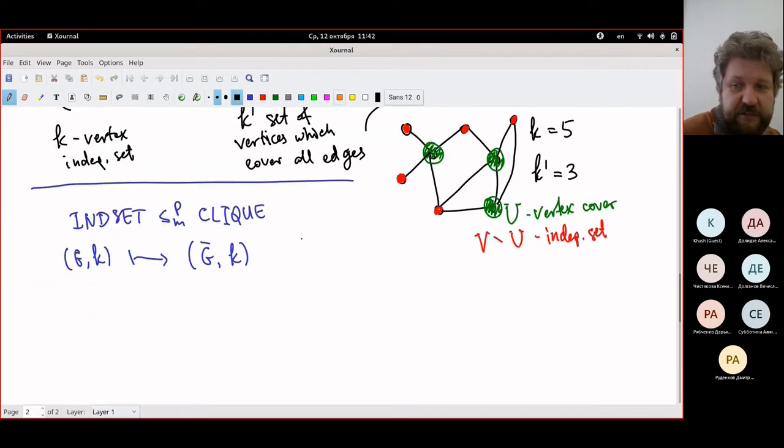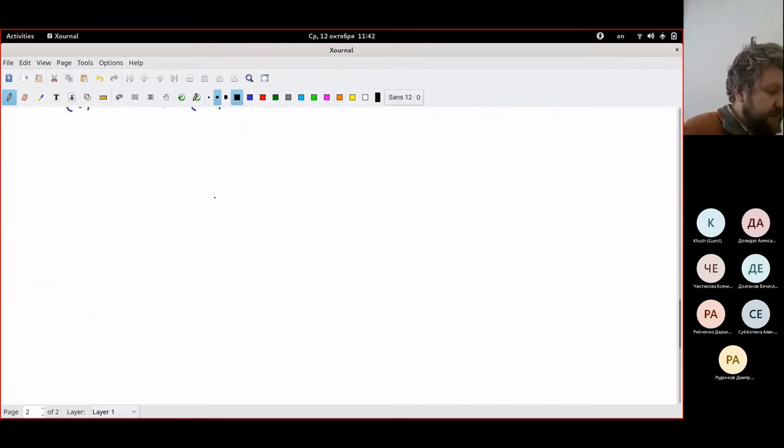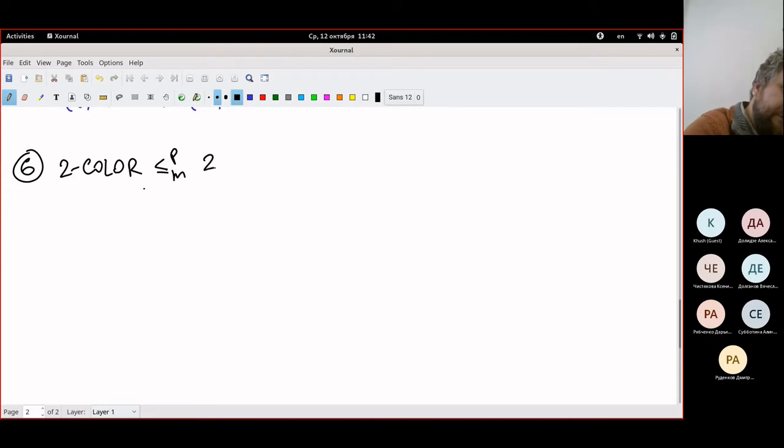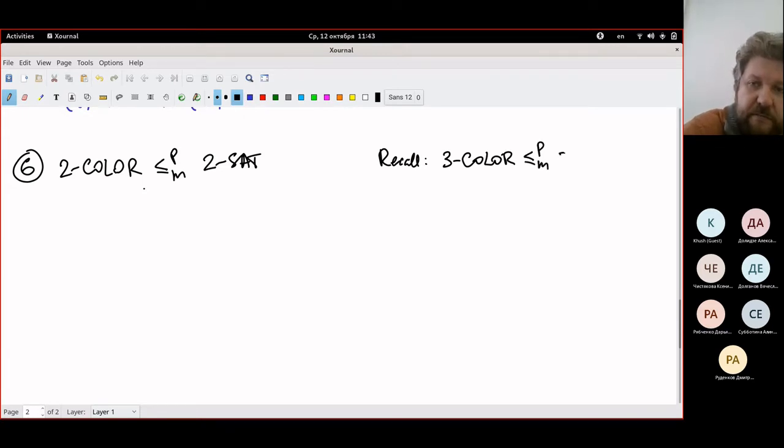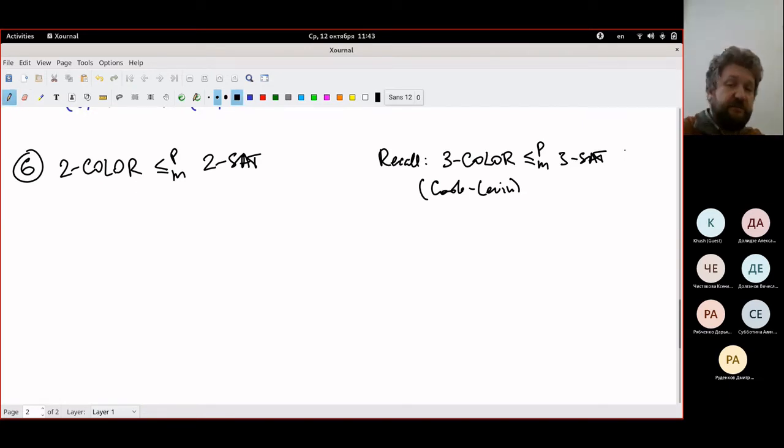Now the final problem, number 6. Problem number 6 is as follows. We have the two coloring problem, and we have to reduce it in polynomial time to 2-SAT. Recall that we know how to reduce 3-color to 3-SAT, and this is actually a particular case of Cook-Levin. But this is not interesting because 3-SAT is NP-hard, and actually 3-color is also going to be NP-hard, so it's nothing interesting.